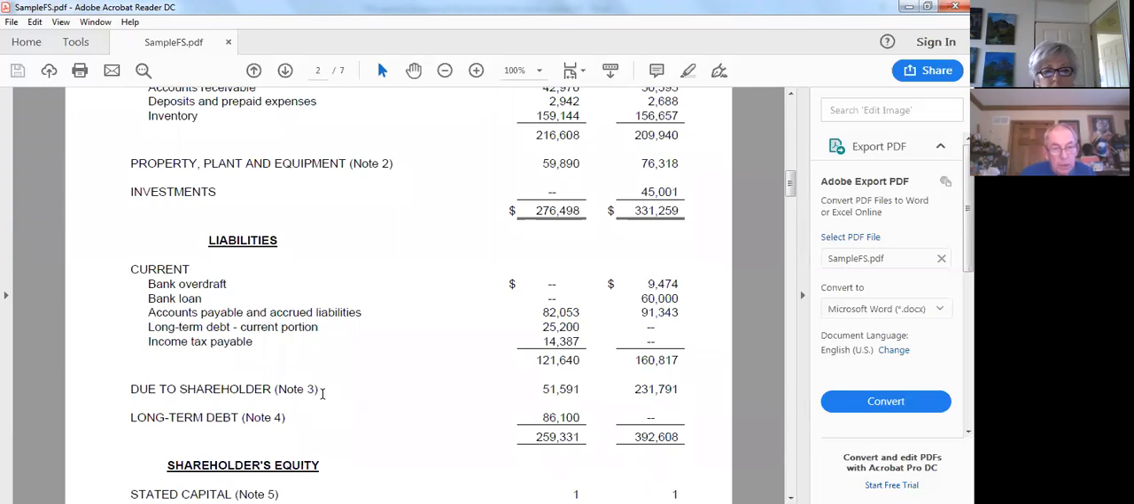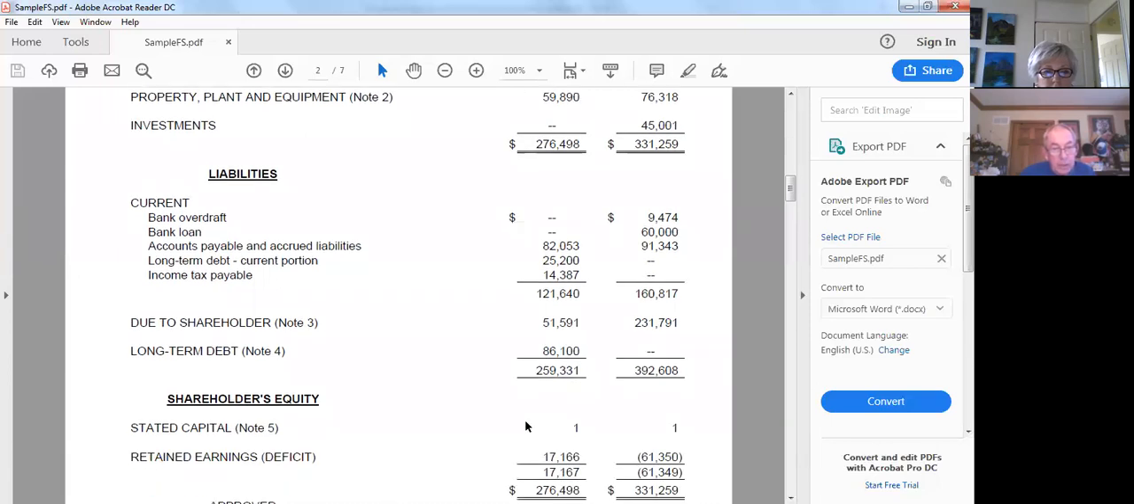Due to shareholder, Note 3, it'll explain later on, but this is the amount that you borrowed from the primary shareholder. This is not an equity investment. This is a loan you've gotten from the investor, which could be your grandfather or your uncle or whoever. And then long-term debt would be the remaining portion of the long-term debt, and that is typically what you would get in a bank loan.